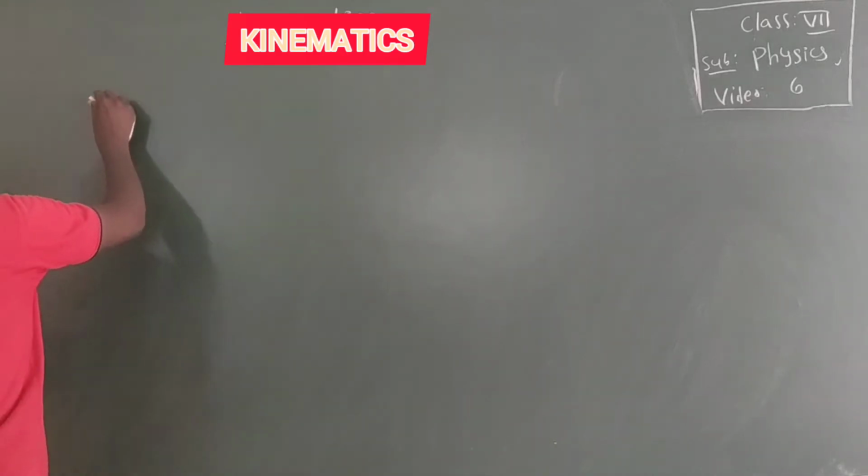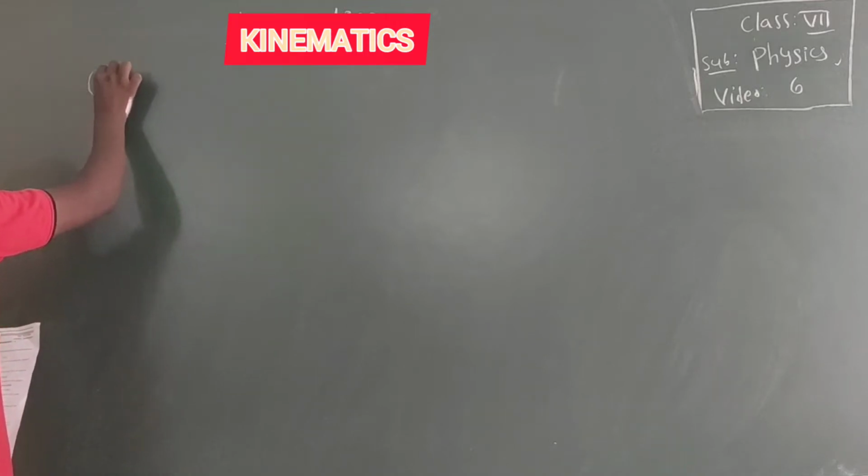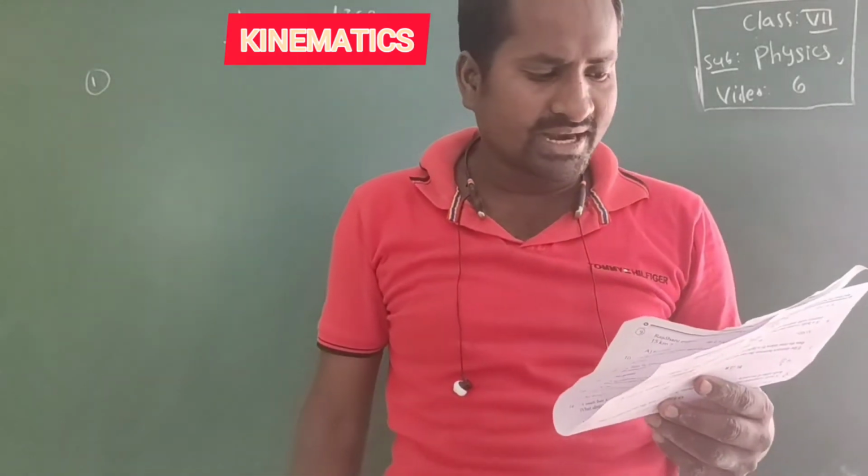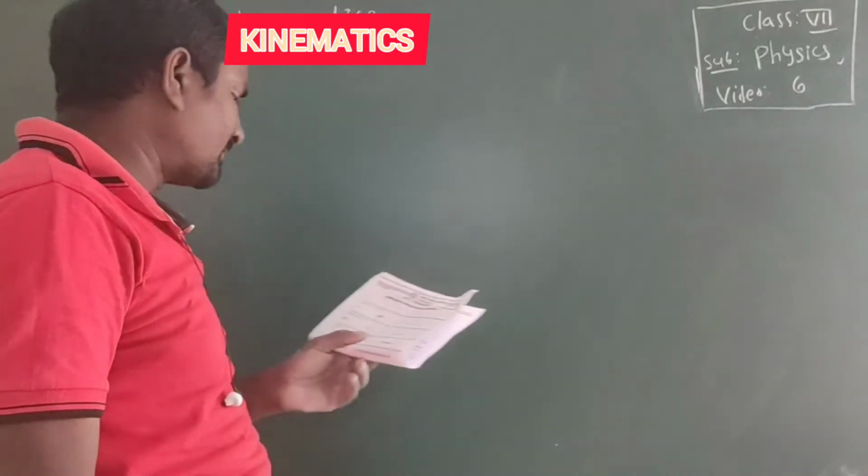Yesterday I gave a worksheet. Now I am going to explain the worksheet. In that first one, a player completes a circular path of radius r in 40 seconds. At the end of 2 minutes and 20 seconds, find the displacement.